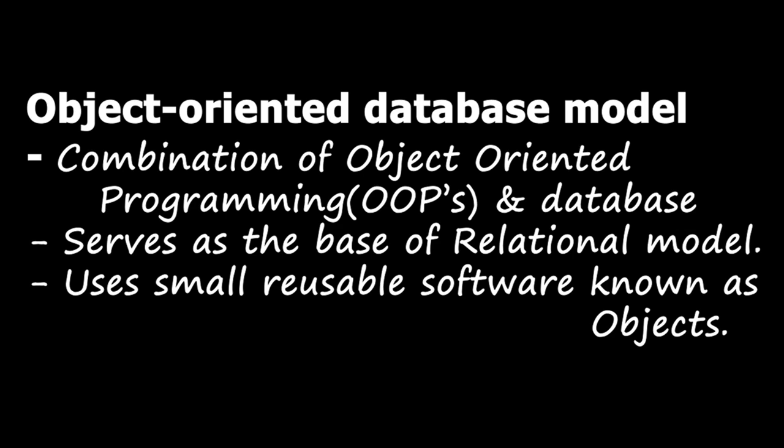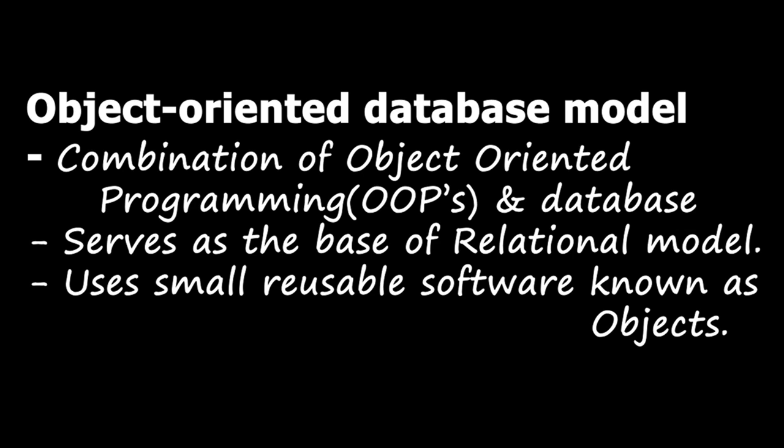Okay, and the next one we are going to see is the object oriented database model. Okay, this model is a combination of object oriented programming and database technologies. It is a combination of object oriented programming concepts and also database technologies. Okay, from the name itself we can write the definition of this. This model serves as the base of the relational model. Okay, this object oriented database model is the base of the relational model.